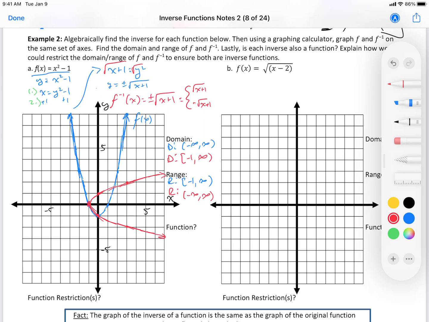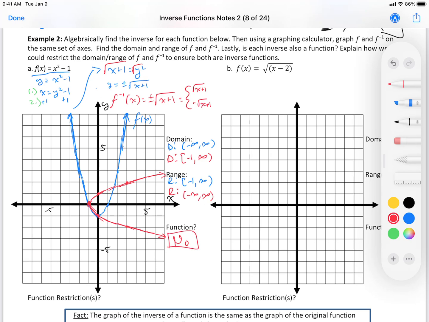Now here's the key question. Is this a function? Is my inverse a function? Yes or no? Thumbs up, thumbs down. Is the f inverse a function? Thumbs up, thumbs down. Perfect. No, it is not a function.